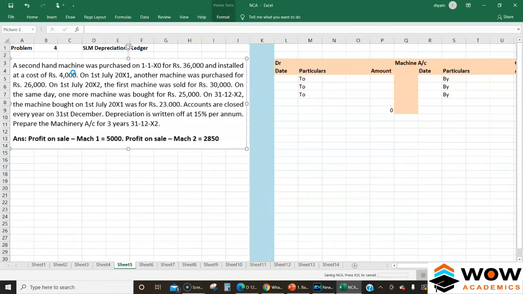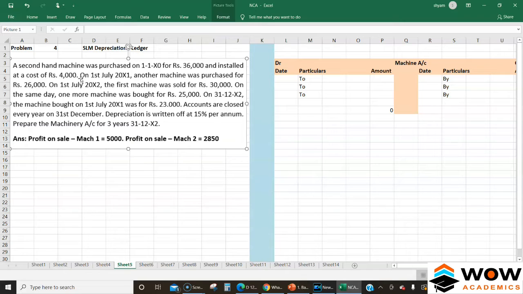So the next sum is quite complicated because we buy several machines and we also sell several machines. It's a little bit complicated, but still we have to understand it. A second-hand machine was purchased on 1/1, we'll take it as 2010, for 36,000 and installed at a cost of 4,000. So the machine worth is 40,000.